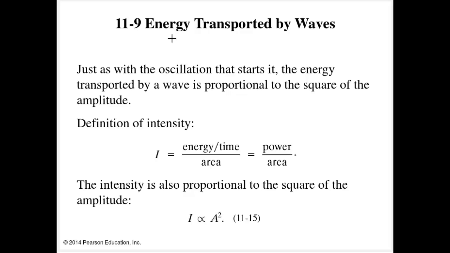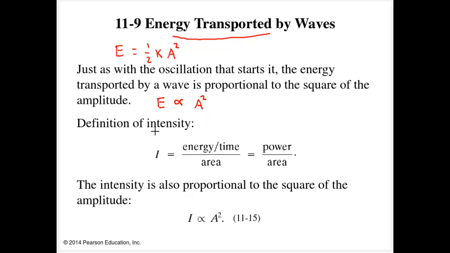So let's talk about the energy that's being transported by a wave. We know for simple harmonic motion that the energy was equal to 1/2 multiplied by k multiplied by the amplitude squared for, say, a mass on a spring. It's not going to surprise you that the energy transmitted by a wave is also going to be proportional, that's a little symbol right there, to the square of the amplitude. Obviously, if a wave has a larger amplitude, it's going to have more energy.